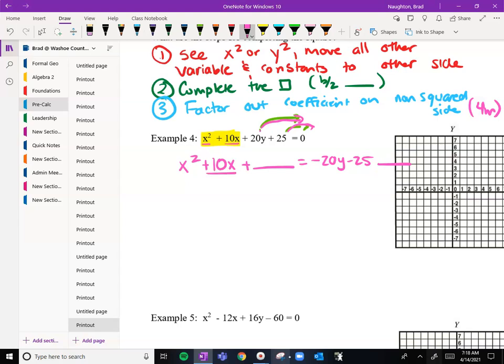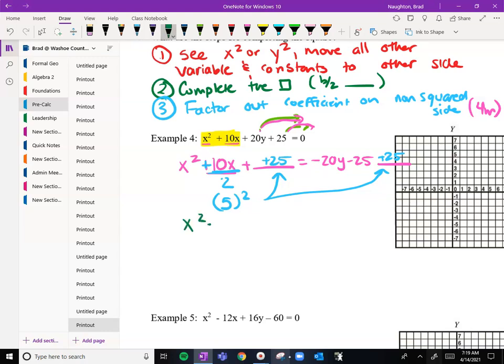So you take your b term. It's always your b term. You divide that by 2, and I'm going to get a positive 5, because that's 10 divided by 2. We're going to square it, and we're going to put it in both blanks. So this is a positive 25 and a positive 25.